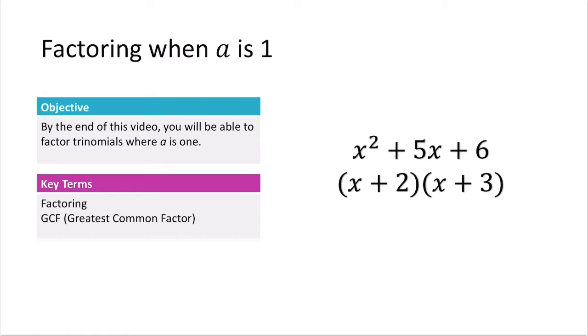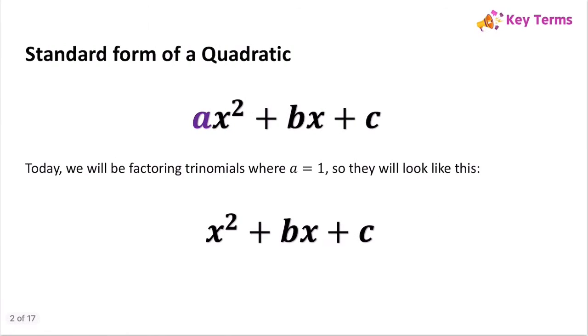So in this video, we're going to talk about how to factor trinomials where a is 1. So remember, standard form of a quadratic looks like ax squared plus bx plus c. So today we're going to be working on factoring trinomials where a is 1, so they're going to look like this, x squared plus bx plus c. Because remember, we usually don't write coefficients of 1 in algebra.